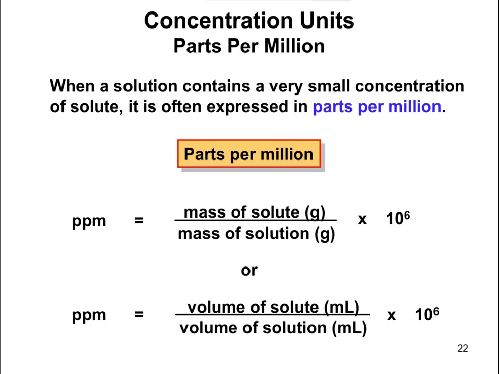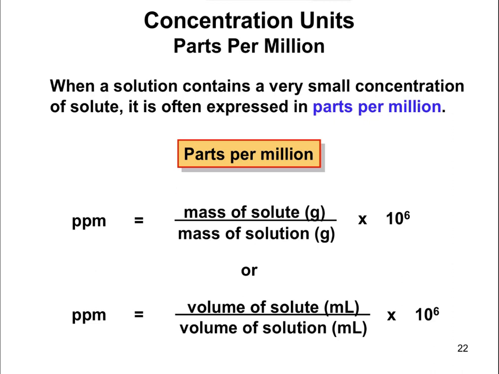And there's actually, if you look at the slide, a couple different equations here for parts per million. Up top, the first one says mass of solute divided by mass of solution, times 10 to the 6, which is a million, or volume of solute divided by volume of solution times a million. So you can do this in mass, and you can do it in volume. It doesn't matter which one you do, but it has to be the same. It has to be mass over mass or volume over volume. You can't do mass over volume.